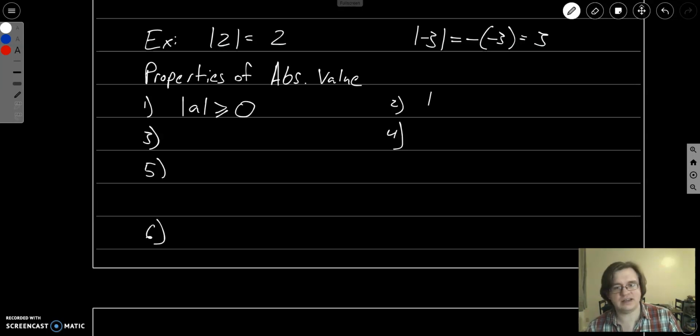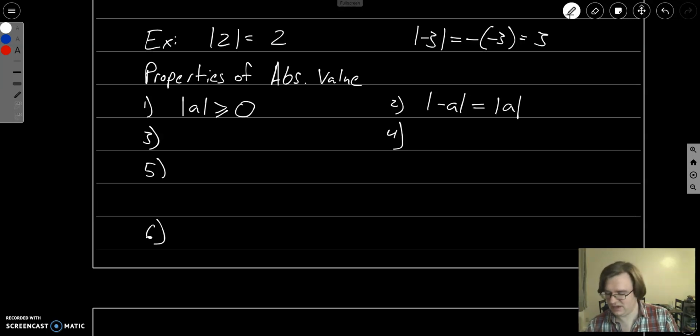The second one is that when you take the absolute value of a number, and you take the absolute value of the negative of that number, you get the same thing. So when we think about a real line, 2 is the same distance from 0 as negative 2 is, as an example.